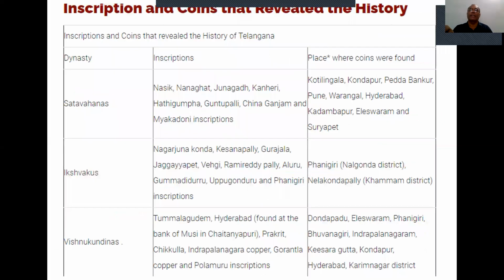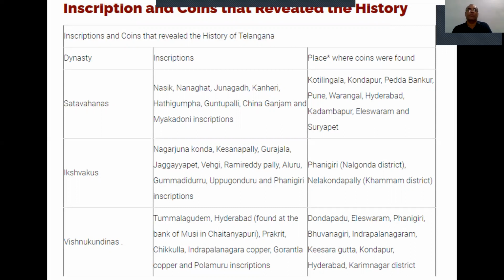And the next slide that I'm going to show you shows the various inscriptions and coins that have revealed the history of this region. I have tabulated it as dynasty, inscriptions, and place where the coins were found. In fact, these are the sources, so you just make a note of it. These sources are for the study of these dynasties, which we are going to examine when we are trying to understand the ancient history of the Telangana region.